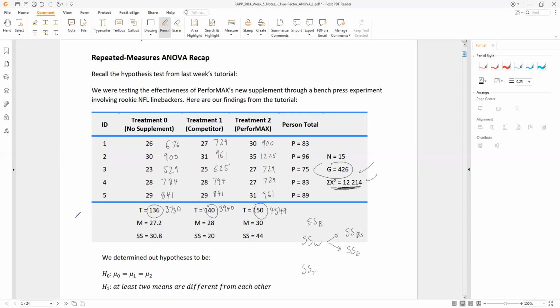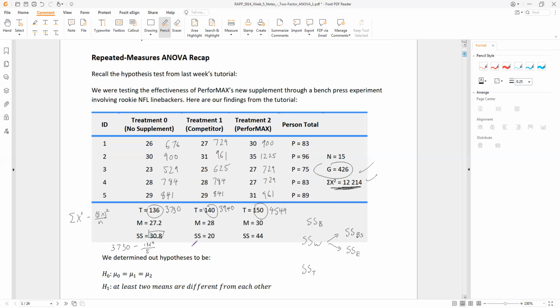I'm going to do my usual formula. Remember, the sum of x squared minus the sum of x, squared over n, right? That's my usual formula. So in the first case, I'm doing 3730 minus 136 squared over 5, and I get 30.8, right? That is what I get.